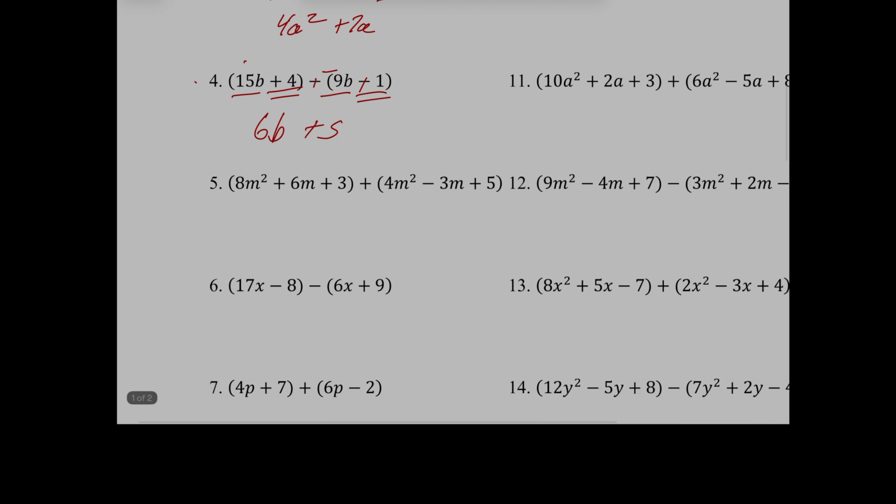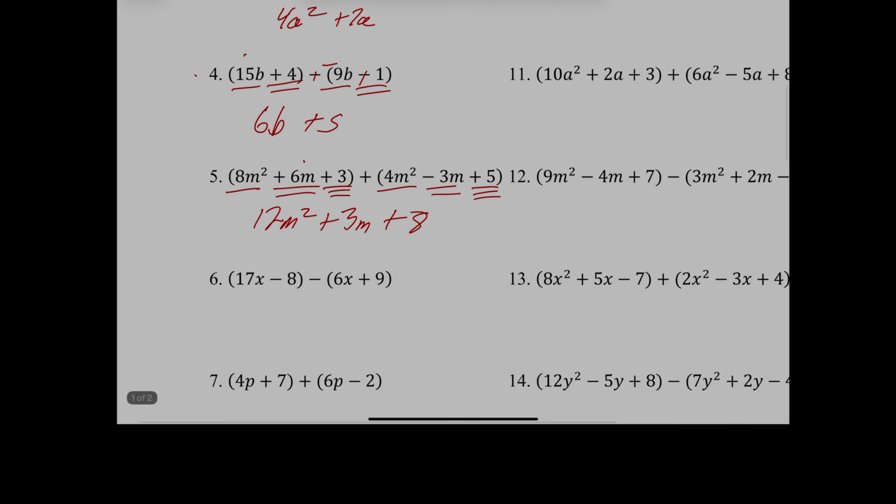Let's go on to number 3. There's a plus sign, so I just combine. 8m squared plus 4m squared is 12m squared. A positive 6 plus a negative 3, signs are different. Subtract, keep the sign of the bigger number, which is positive. And a plus 3 and a plus 5 is a plus 8.